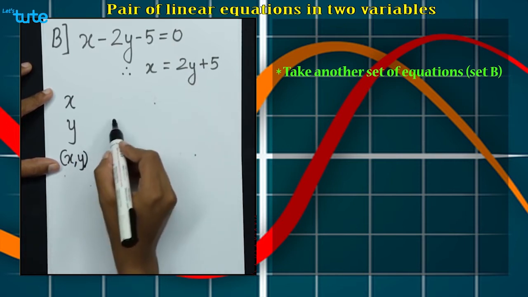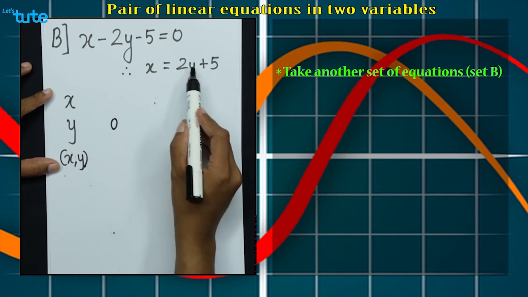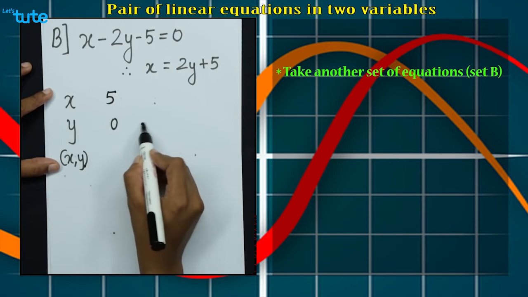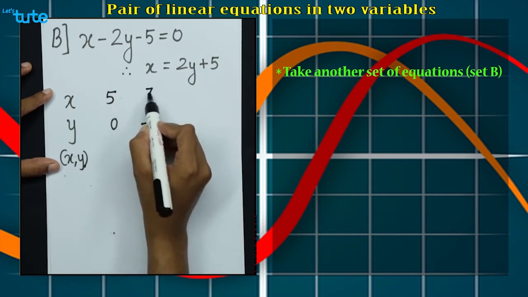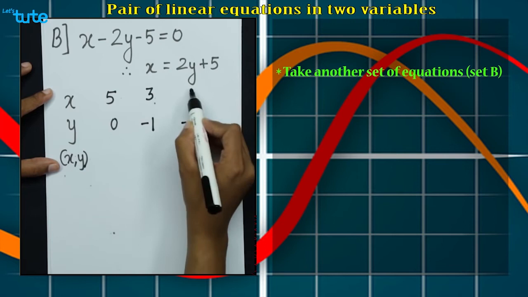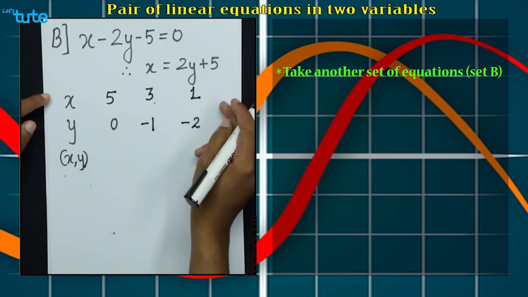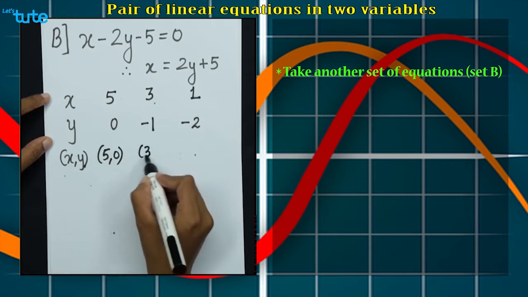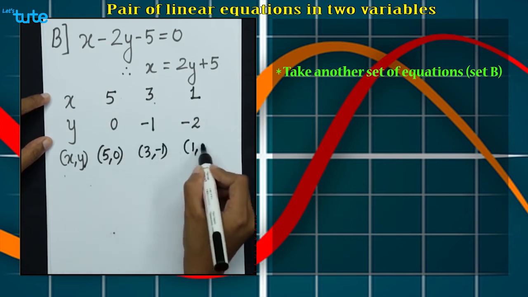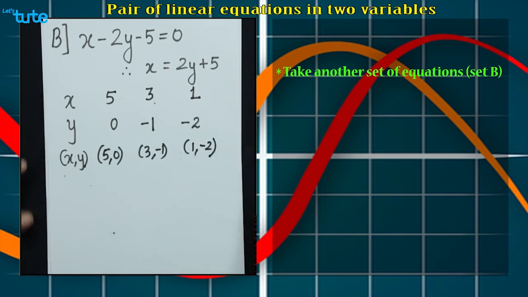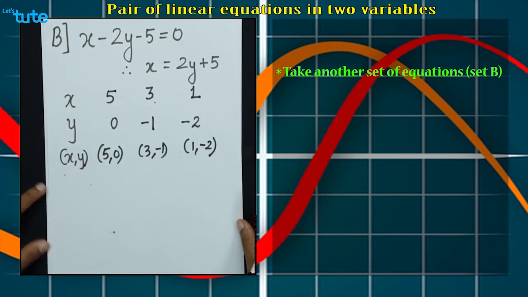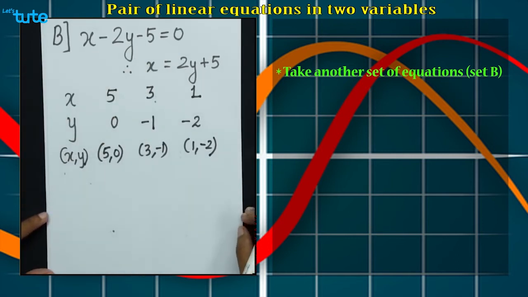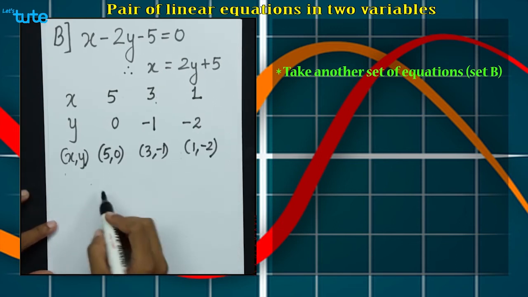Suppose I substitute 0 in place of y, I would get 2 into 0, that is 0, plus 5, giving me 5. Substituting minus 1 in the same manner, we obtain 3. Minus 2, we obtain 1. This gives us 3 points, that is 5, 0; 3, minus 1; and 1, minus 2. Using these 3 points, we can plot the line x minus 2y minus 5 equal to 0 on the graph paper.